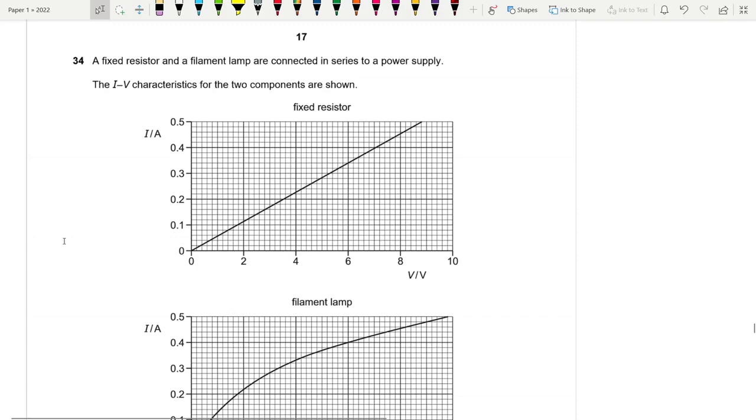34. A fixed resistor and a filament lamp are connected in series to a power supply. The IV characteristics for the two components are shown.